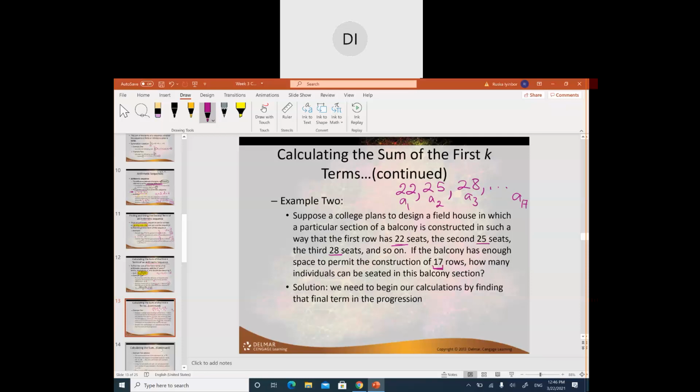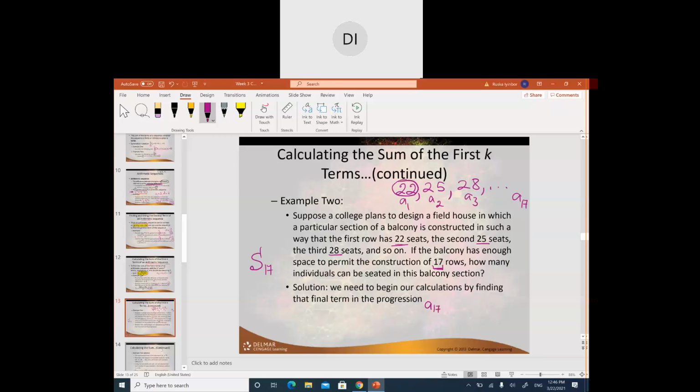So that means you have to find S17, the sum. You have to add the seats in the first row, which are 22 seats, the seats in the second, which are 25, and so on. So this is what you need to find, S17. So we have A1 is given, this is 22. Because this is an arithmetic sequence, I have to find what is A17.